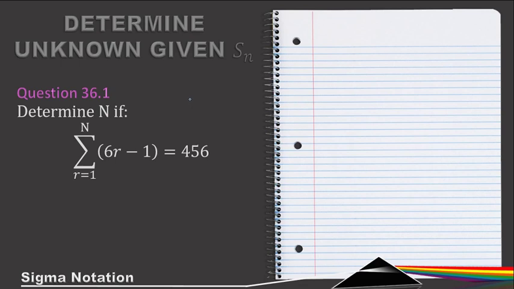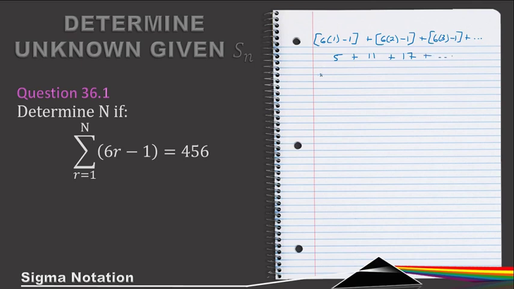Question 36.1. Determine n if we've got the following summation of 6r minus 1, where r starts at 1 and then goes up to n, and that is equal to 456. So first things first, we get the first three terms. So that is going to be 6 times 1 minus 1 plus 6 times 2 minus 1 plus 6 times 3 minus 1. All right, now simplifying them, we've got 6 minus 1 gives us 5, plus 12 minus 1 is 11, plus 18 minus 1 is 17.